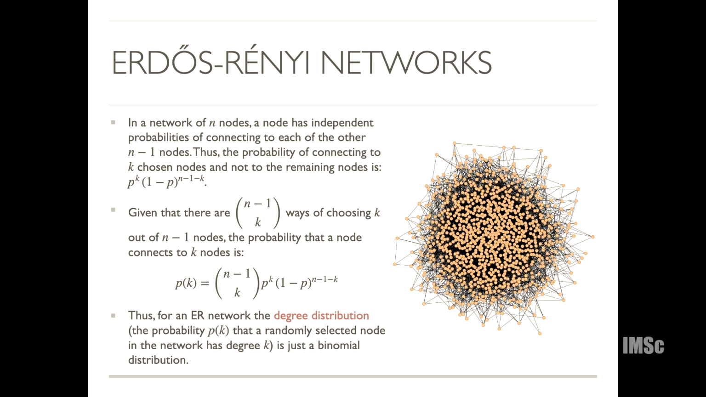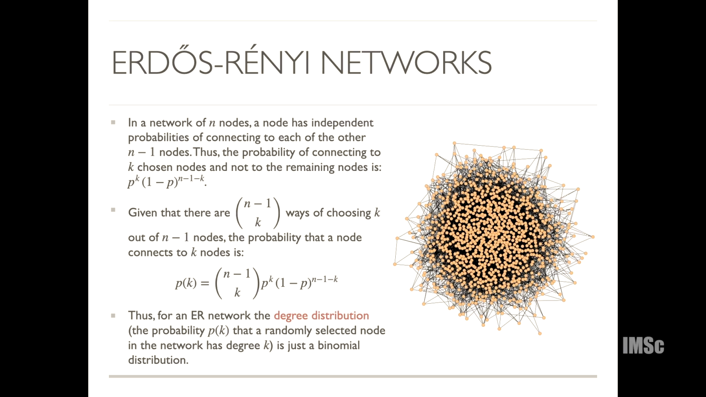And so therefore, the probability that a node in this network is going to connect to k nodes is given by this. And this is what is known as a degree distribution. It just tells you the probability that a randomly selected node in the network is going to have a certain degree k. So suppose I pick a node from the network, what is the probability that it is going to have a degree 1 or 2 or 3 and so on? That is given by this formula over here.